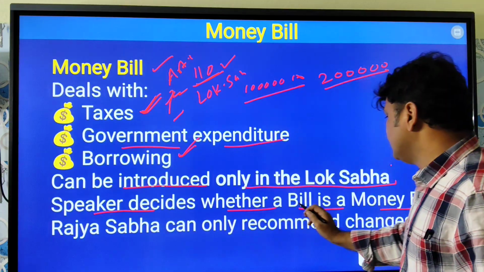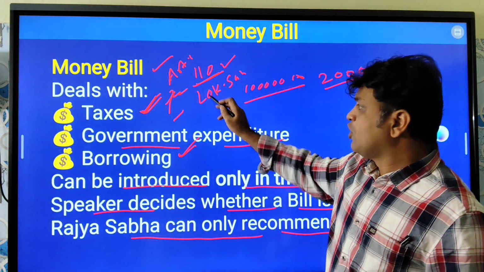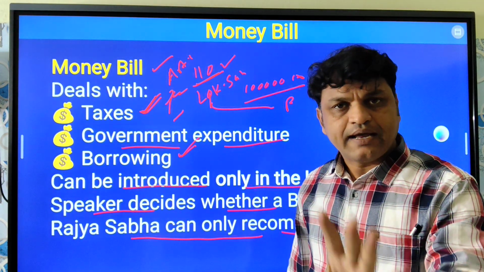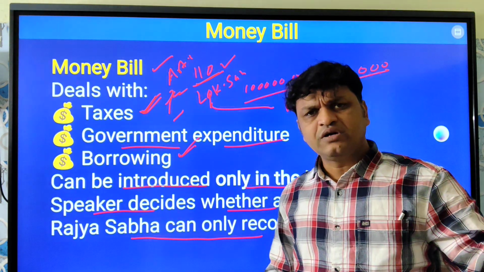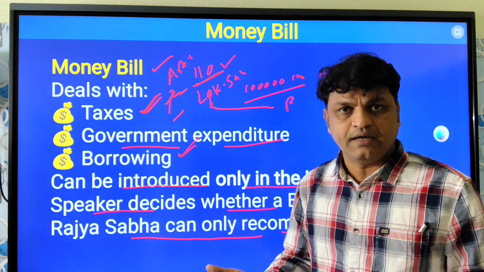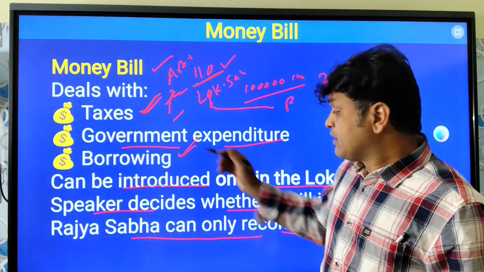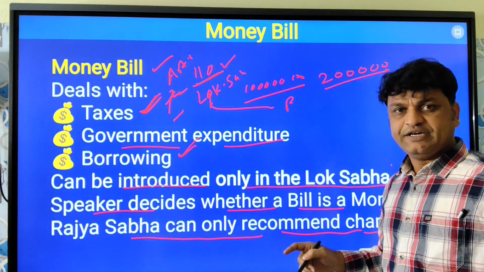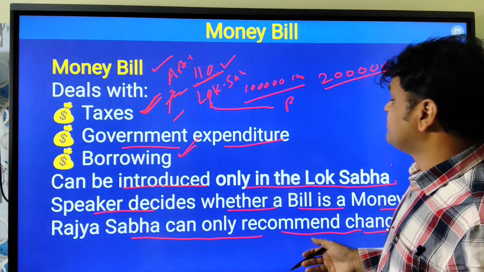The Speaker decides whether the bill is a money bill or not, and the Rajya Sabha can only recommend changes. After the Lok Sabha, this bill will go to the Rajya Sabha, but the Rajya Sabha cannot reject it, it can only recommend changes. In other normal bills, the Rajya Sabha can reject outright. But in the money bill, because money is essential to run the government, we need finances. So other bills can be rejected, but a money bill cannot be rejected. So this is about the money bill.